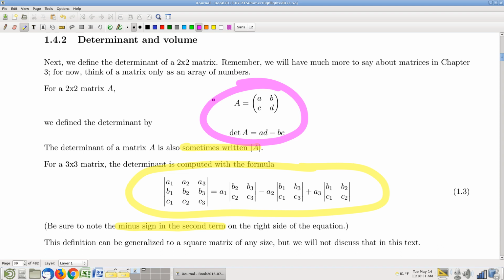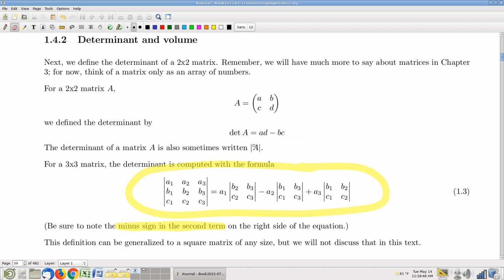Anyway, if you haven't seen it before, it's pretty easy to remember. This first term here, AD, is just that times that. And then the second term, BC, is that times that. So it's green minus blue, right? It's an easy little pattern that you notice.